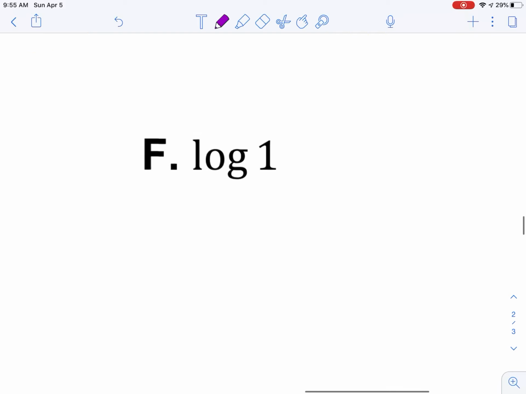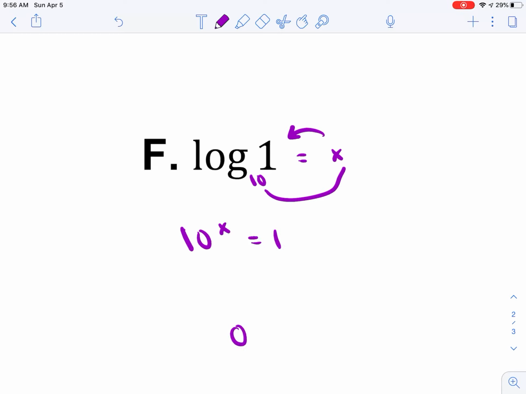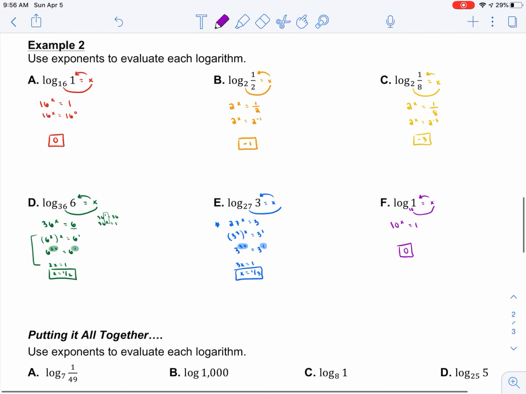And then for part F, remember this idea that if you see a log with no base, this looks like a 10, we get a 10 there. So think 10 to what power equals 1? Well, as we already saw, anything to the 0 power equals 1.